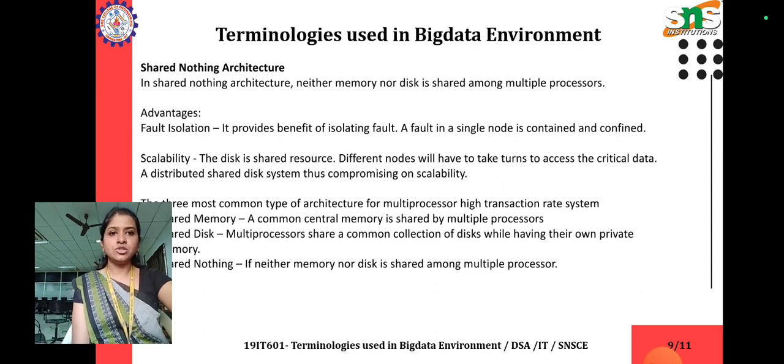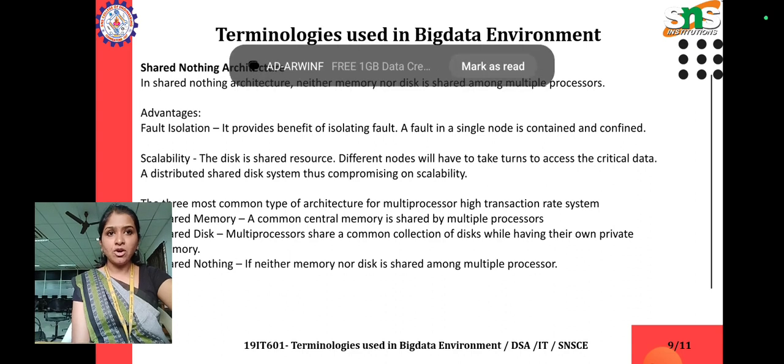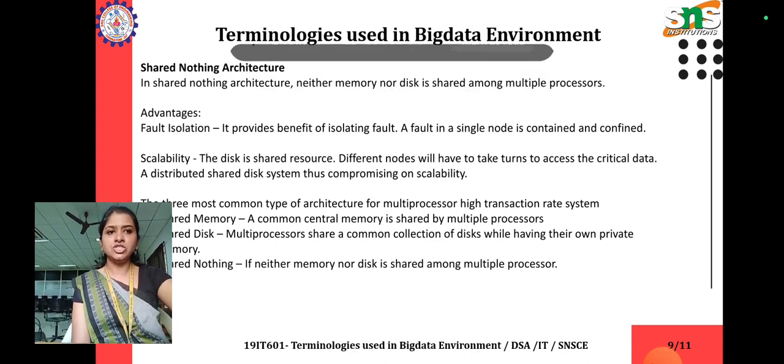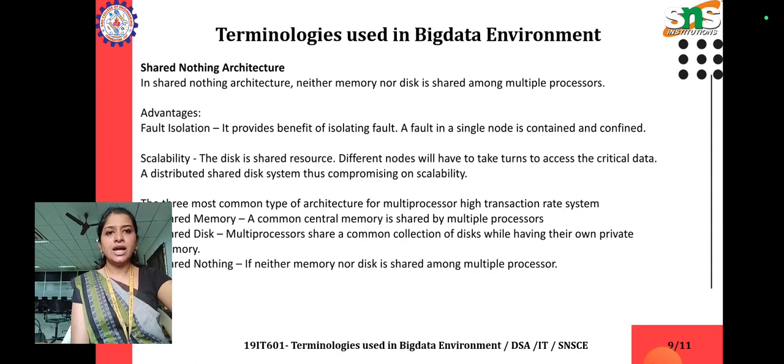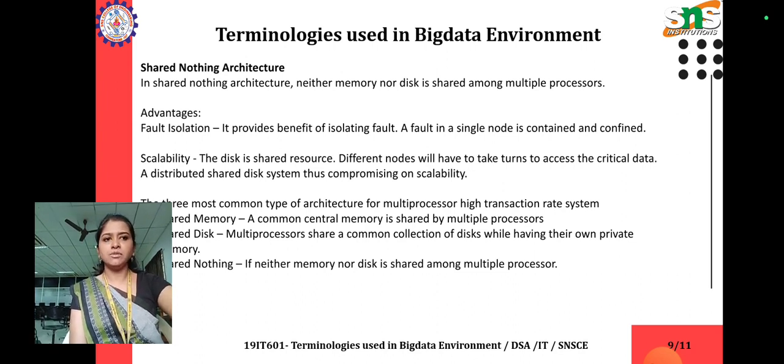The three most common types of architecture for multiprocessor high transaction rate systems are shared memory, shared disk, and shared nothing. In shared memory, a common central memory is shared by multiple processors. In shared disk, multiprocessors share a common collection of disks while having their own private memory. And in shared nothing, neither memory nor disk is shared among multiple processors.